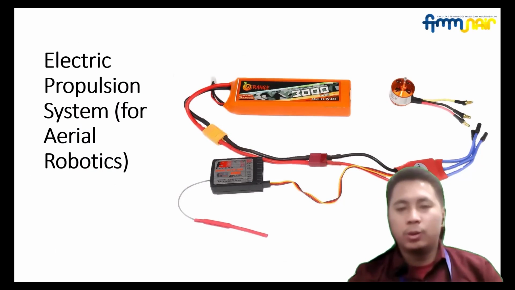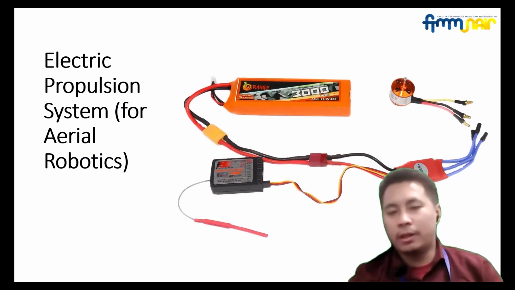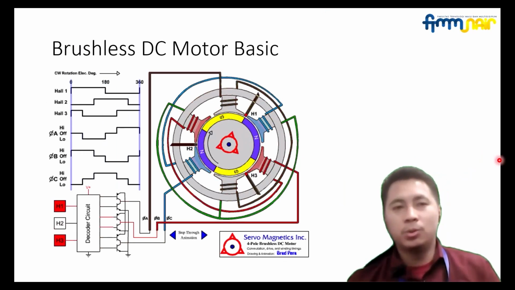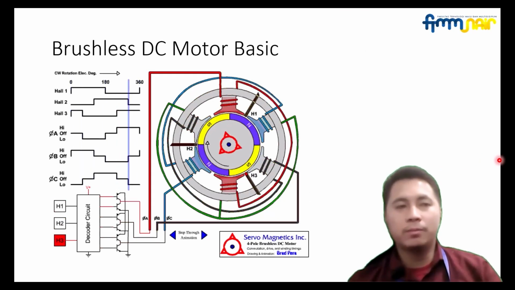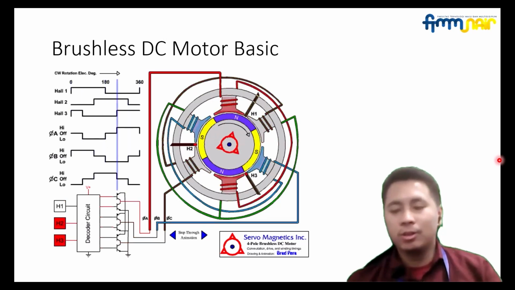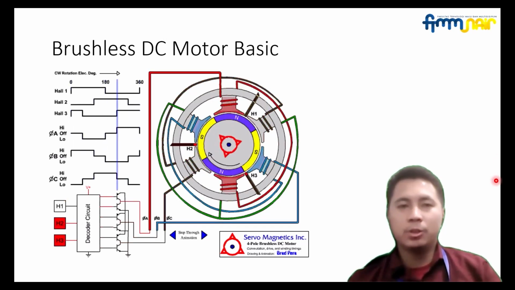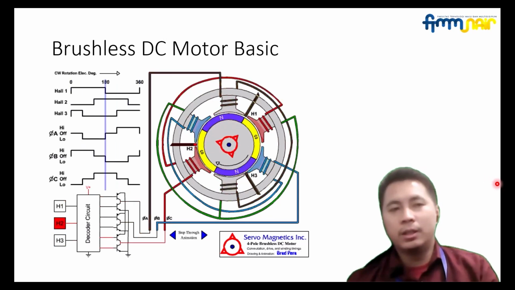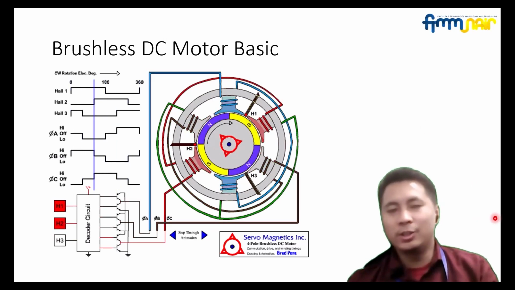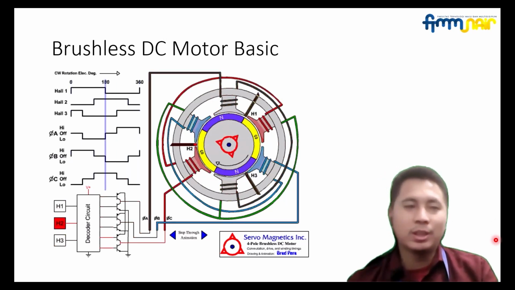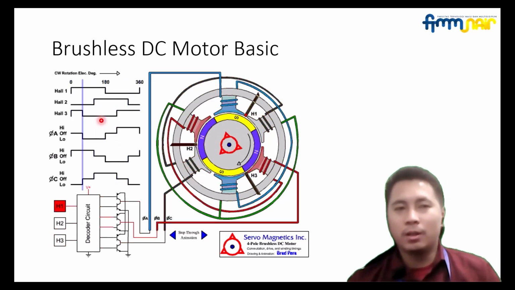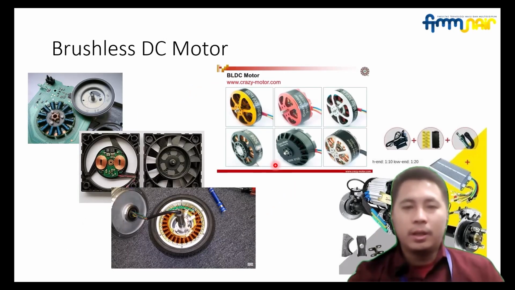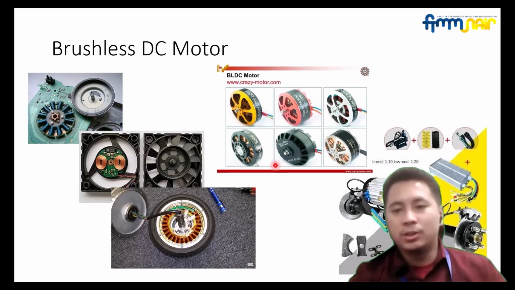And we move to the electric propulsion system for aerial robotics. A brushless DC motor is a synchronous motor using a direct current electric power supply. However, it runs like an AC motor, because the BLDC gets a three-phase voltage source from the ESC, while running on DC voltage. Actually, it has three phases like an AC motor, but the source is a DC voltage with a motor controller. And this is the brushless DC motor.